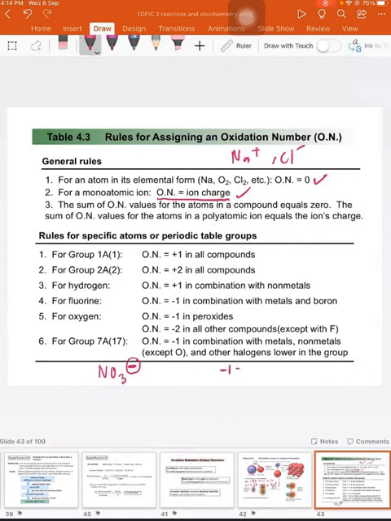This is the total charge. And this total charge comes from the sum of individual oxidation numbers, meaning the addition of the individual oxidation numbers. In this case nitrogen is unknown. We don't know what the oxidation number is. So we put X plus, okay.